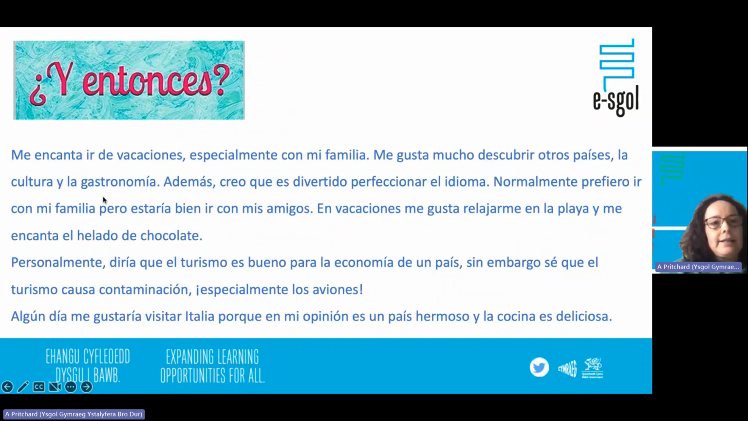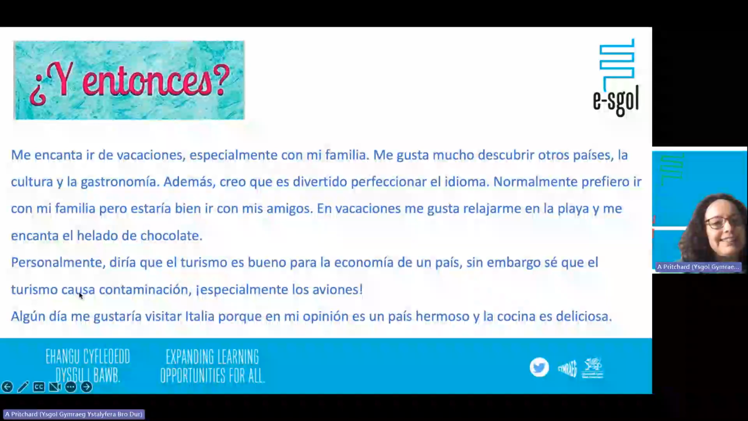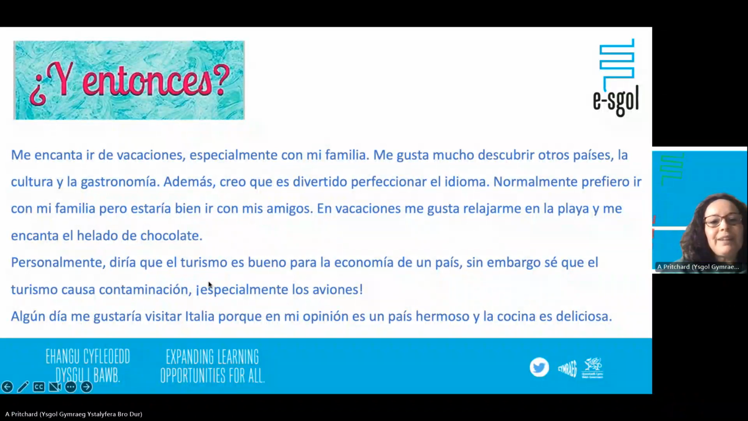So if we look at translating this, I've given my opinion of going on holidays. I've said why I like going on holidays, to discover other countries and cultures and the food. And I like to improve my language skills on holidays as well. And I've said that I prefer to go with my family, but it would be good to go with your friends as well. And what I like to do on holidays is to relax and eat chocolate ice cream.